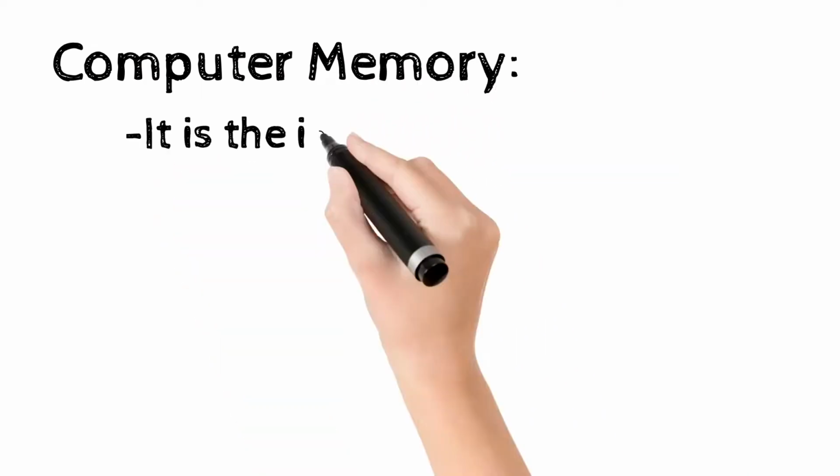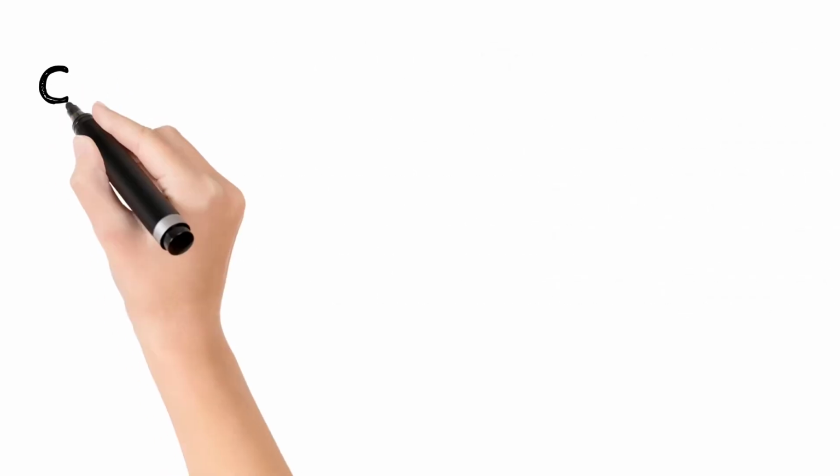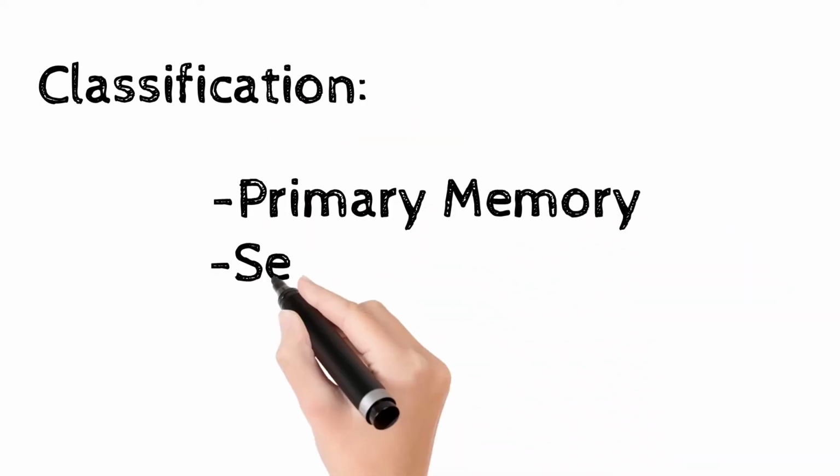Computer memory. The computer memory is one of the most important elements in a computer system. It is the internal or external storage area which holds the data and instruction during processing in the form of binary numbers. Computer memory can be classified into two types: primary memory and secondary memory.